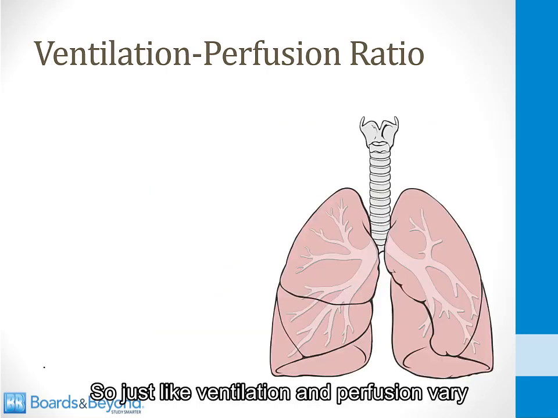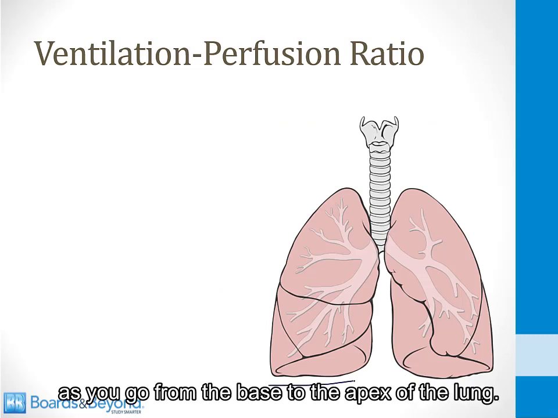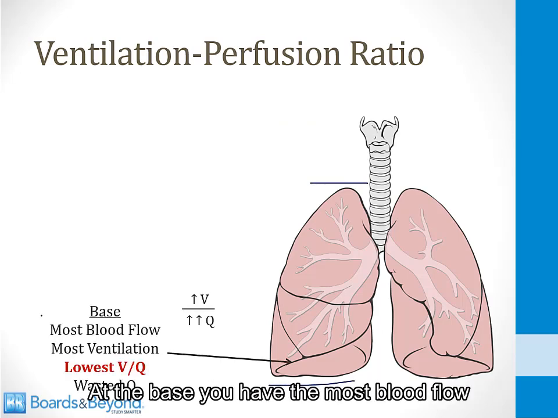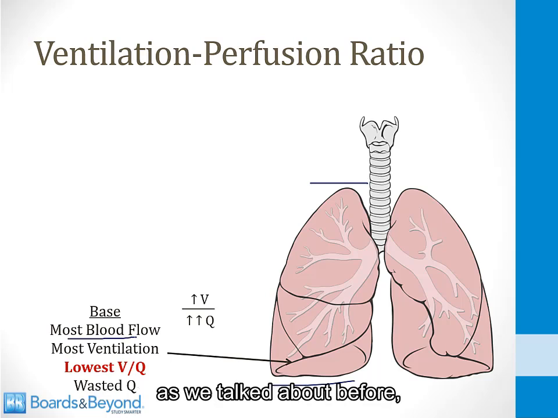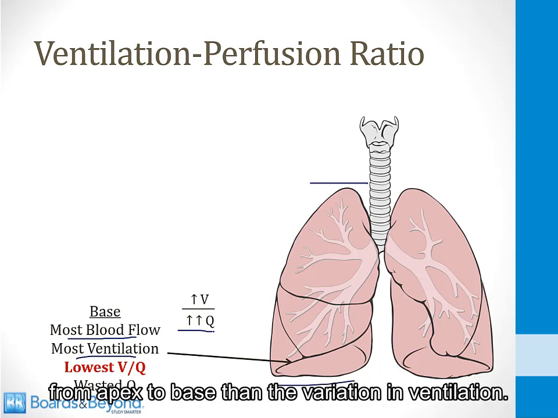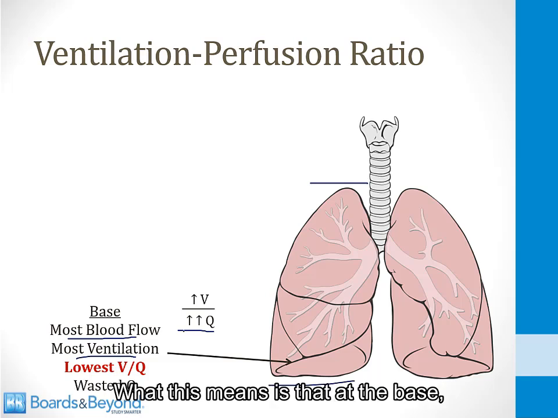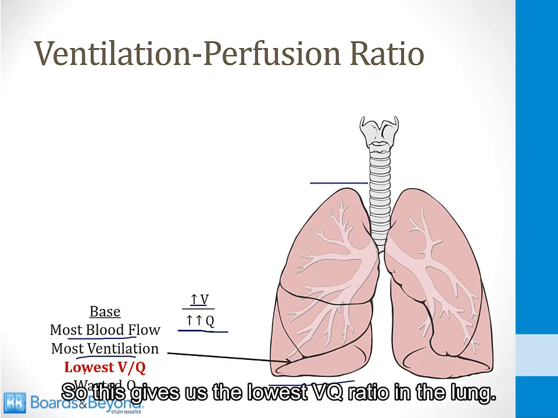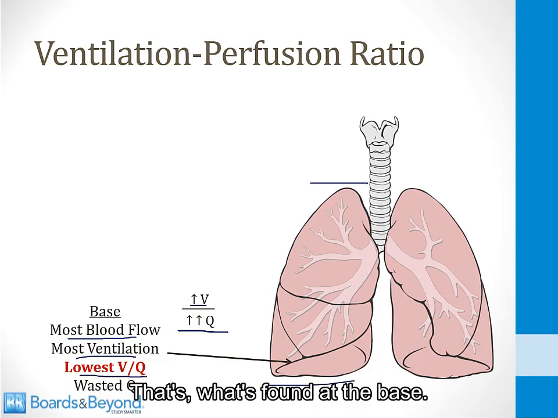So just like ventilation and perfusion vary as you go from the base to the apex of the lung, so too does the ventilation to perfusion ratio. Let's talk about the base first. At the base, you have the most blood flow, as we talked about before, and also the most ventilation. But remember what I said earlier, the variation in blood flow is much, much greater from apex to base than the variation in ventilation. What this means is that at the base, we have a lot of blood flow, and we have more ventilation in other parts of the lungs, but not that much more. So this gives us the lowest VQ ratio in the lung. That's what's found at the base.